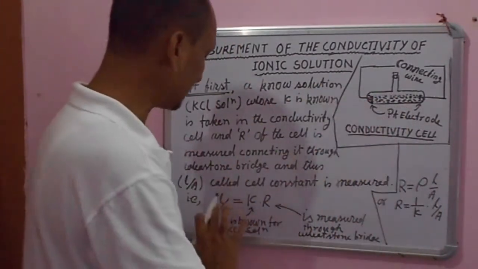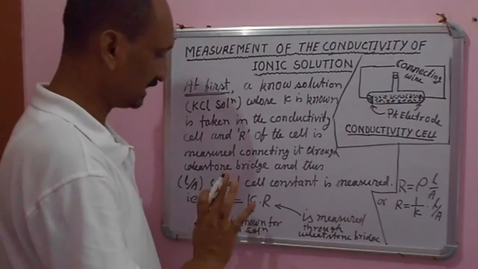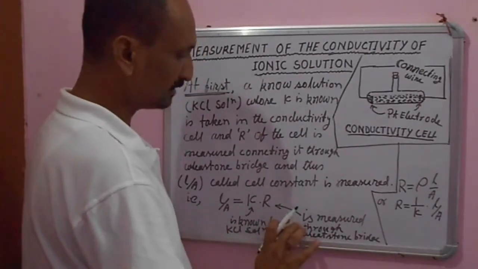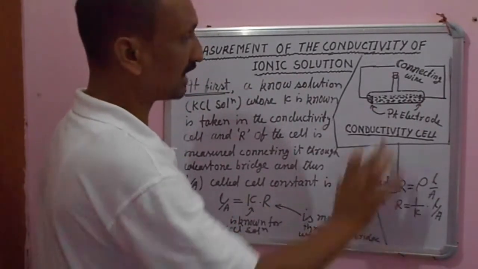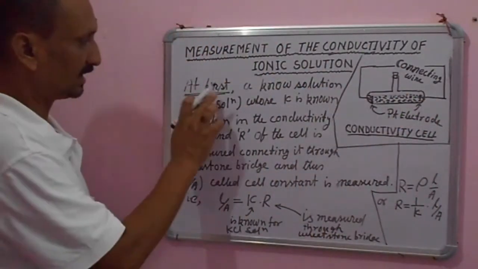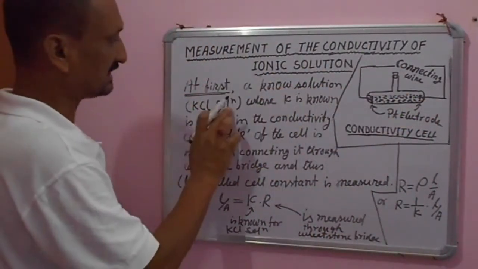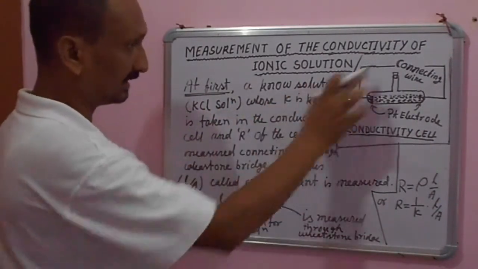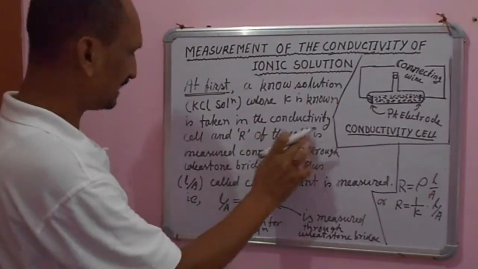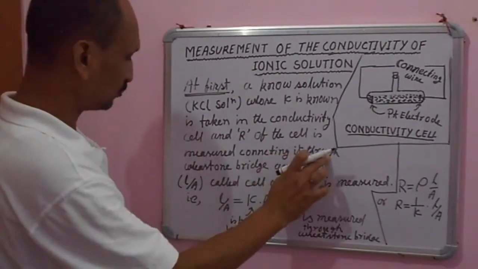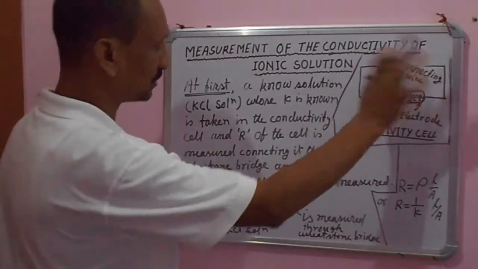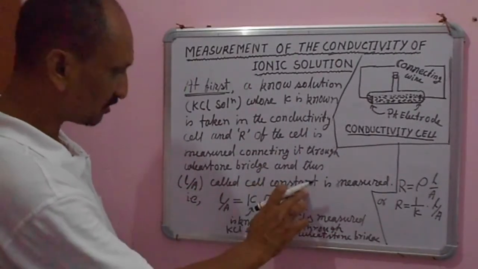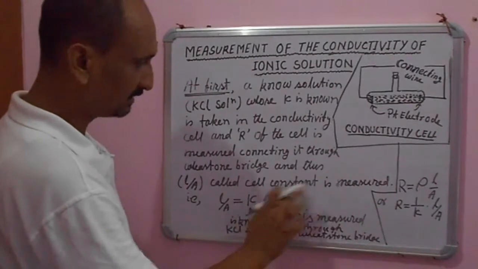So first we will measure the cell constant. That means by taking one known solution, whose kappa is known, and measuring R through the Wheatstone bridge. At first a known KCl solution, whose kappa is known, is taken in the conductivity cell, and R of the cell is measured, connecting it through the Wheatstone bridge, and thus L by A, which we will call the cell constant for this particular conductivity cell, is measured.